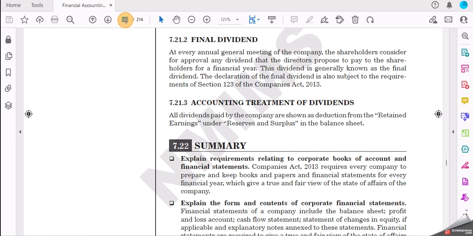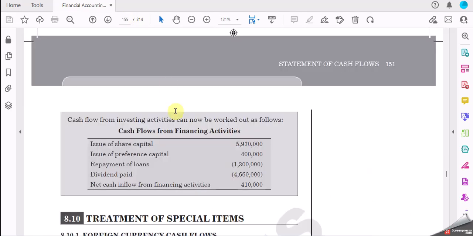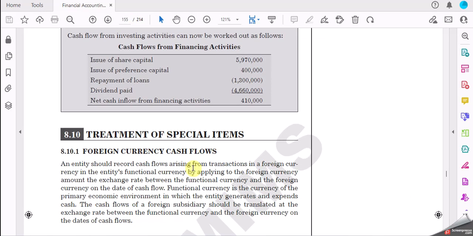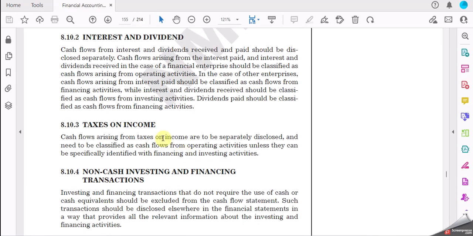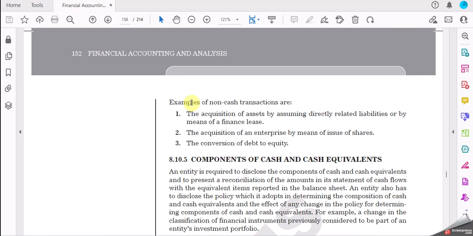Then we have treatment of special items: foreign currency, cash flow, interest and dividends, tax on income. You can try to write up this information here.